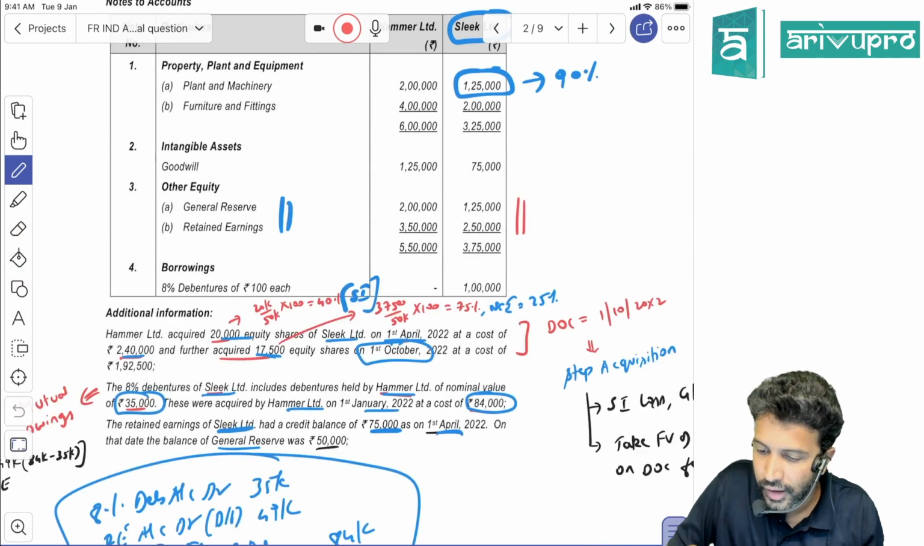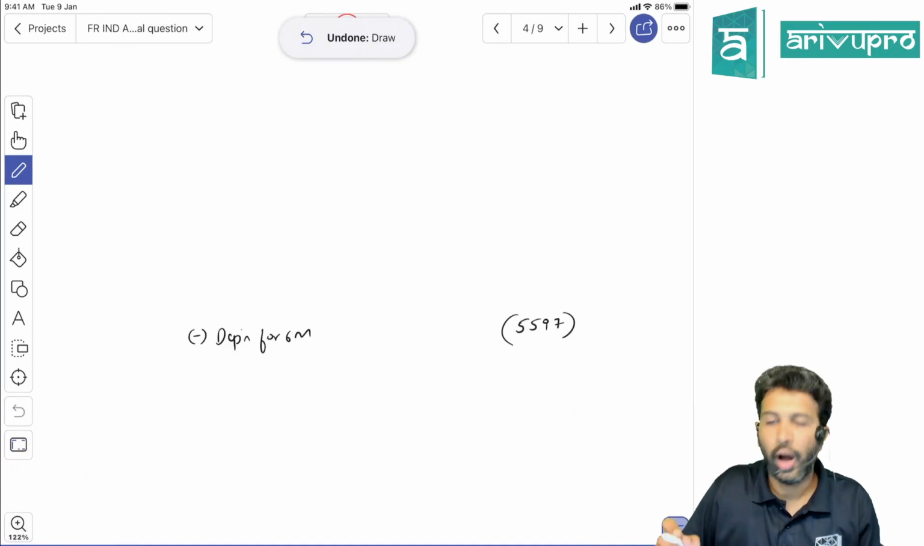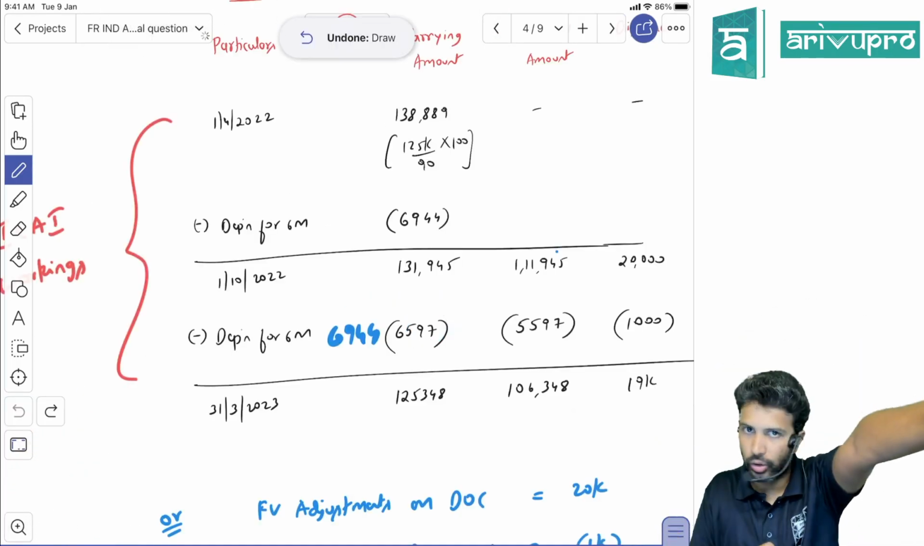125 is the value of PP as shown by the subsidiary here. Correct, sir? I'll tell you how I got this 5597. Ignore that for the time being.